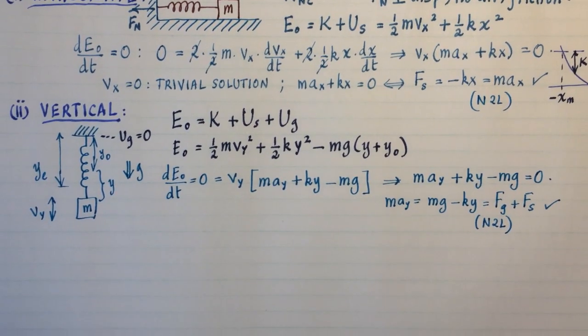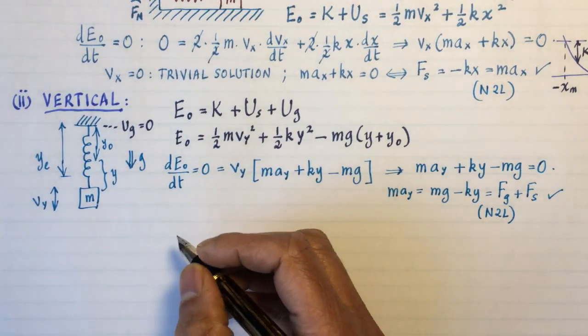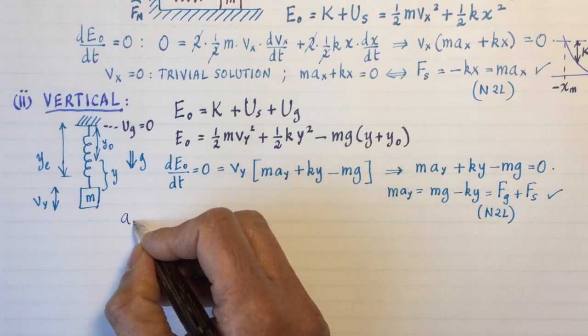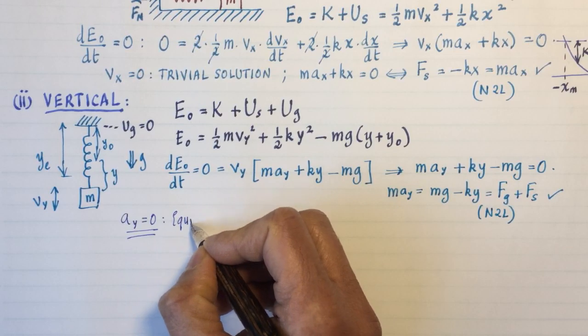Now let's do a few more things because I have some time left. So how about we check what happens if a_y equals 0. a_y equals 0 is the condition for equilibrium.